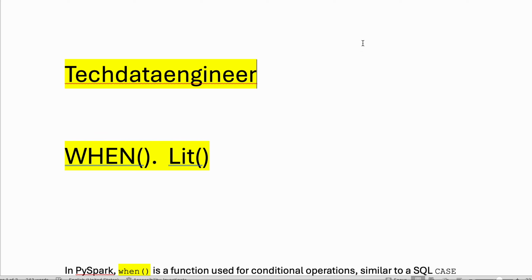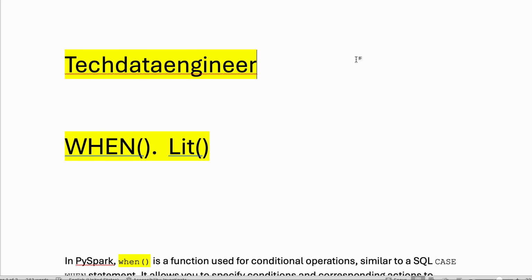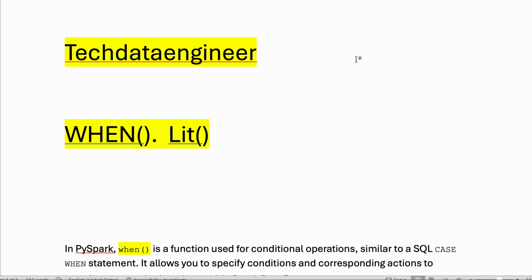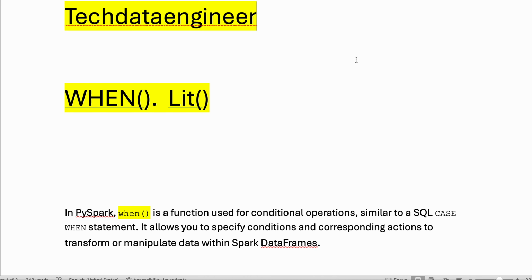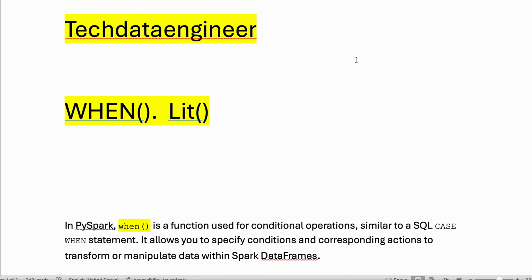Today we will understand when and lit in PySpark, when to use them and what the use of when and lit is. In PySpark, when is a function used for conditional operations, similar to the SQL CASE statement. It allows you to specify conditions and corresponding actions to transform or manipulate data within a Spark data frame. So when is basically a conditional statement.